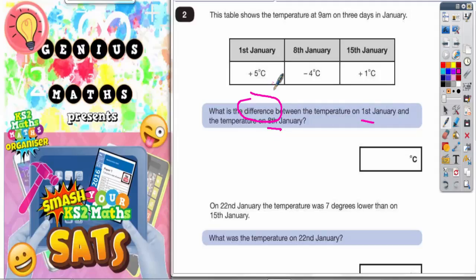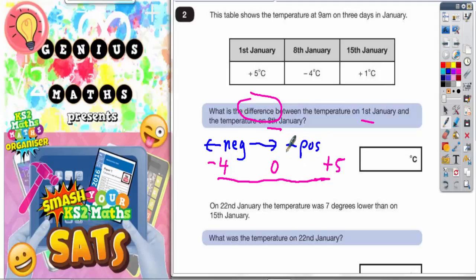So we need the difference between the temperature, which is on the 8th was -4, and on the 1st is positive 5. Now anytime you find the difference between a positive and negative number, it's always good to think of a number line. And think of 0 separating out the negative numbers from the positive numbers. So negative numbers would be on this side, and up to 0, and positive numbers will be on this side, higher than 0.